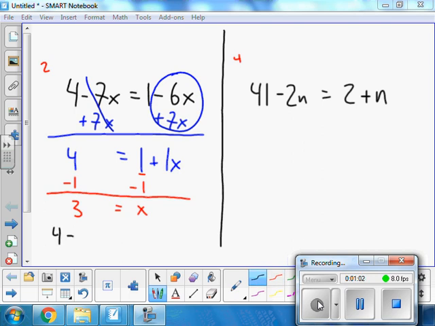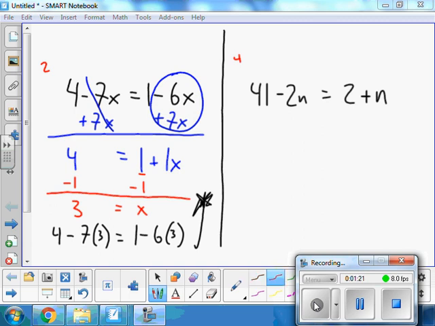So 4 minus 7 times x, and we're saying it's 3, equals 1 minus 6 times x, which is 3. And when I take a look at that, when I check, those are true. Both of those are equal, so fiery check mark.